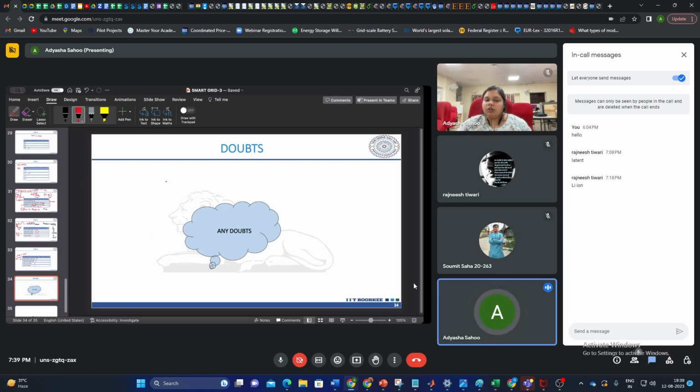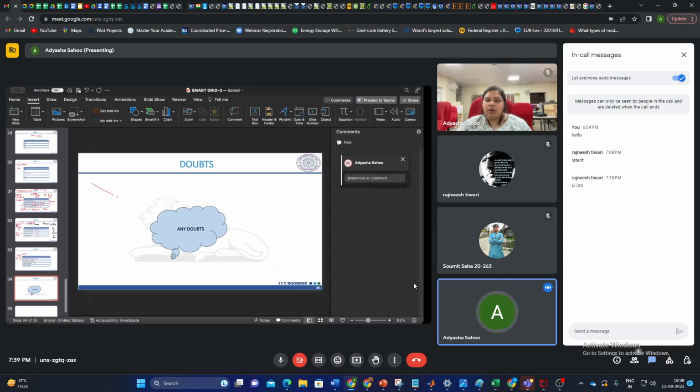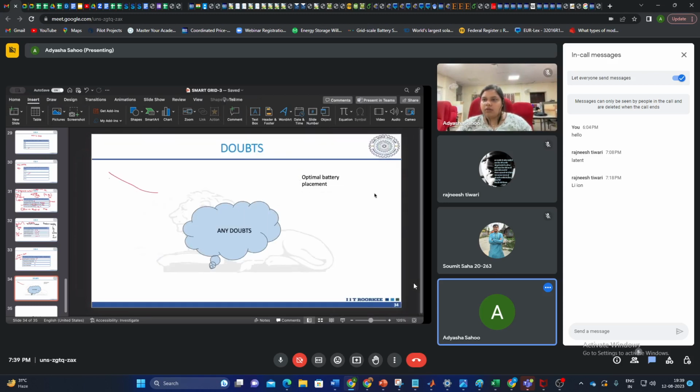So in one of the weeks' lectures, there will be a case study for optimal battery placement. So can anyone tell me why we need this kind of study? Why do we need an optimal battery placement problem?